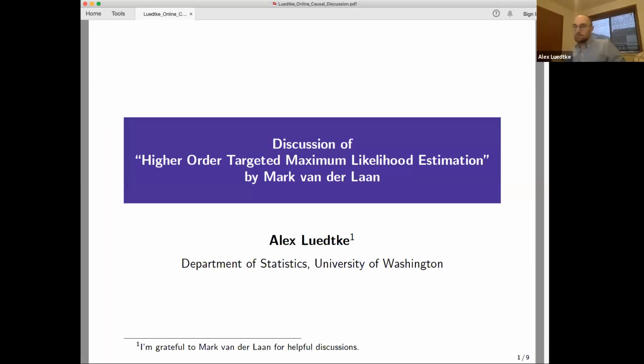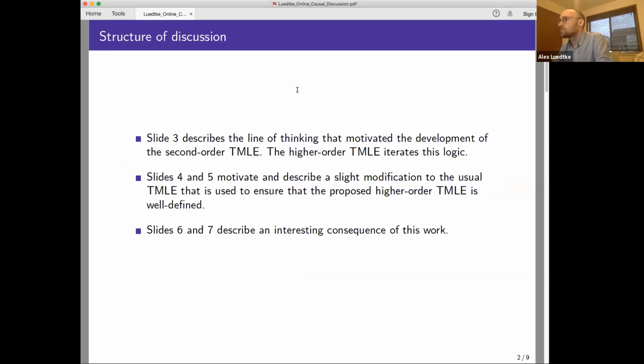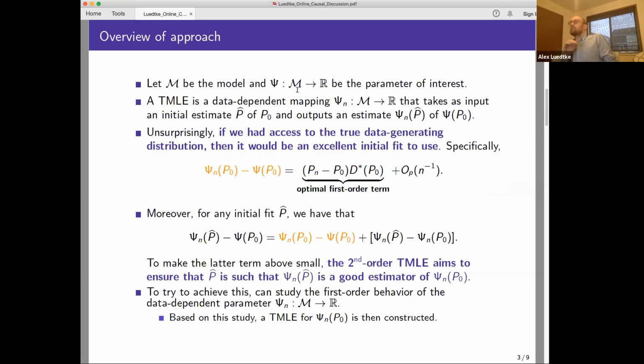All right. So thank you, and thank you to the organizers for having me. And also to Mark for some helpful discussions over the last week or so. So I'll start my discussion. I'm just going to give a high-level overview, just a recap of the approach that Mark has described and what it's aiming to accomplish.